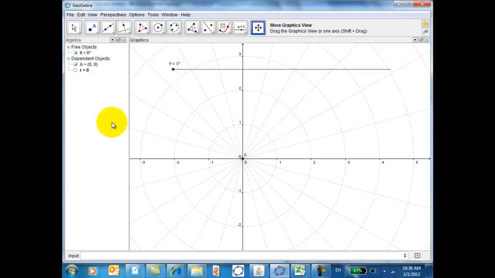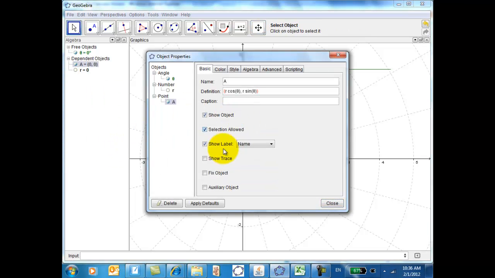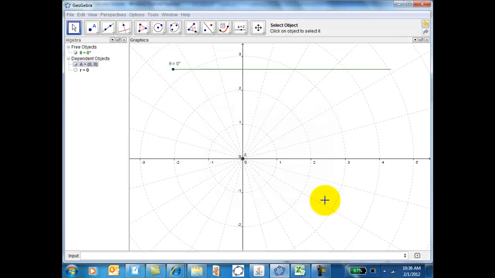Now, good suggestion, Jerry. What'd you say? Under object properties, you want to trace the point. Right, yes. So now you grab your slider and it puts all those points in for you. Oh, that's nice. Okay? It looks like a butterfly.